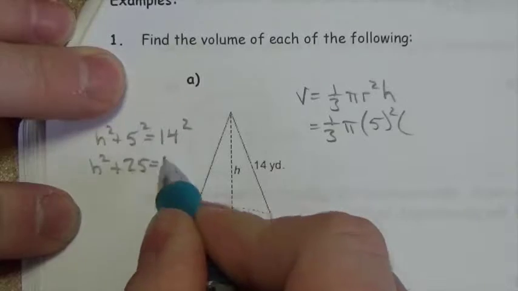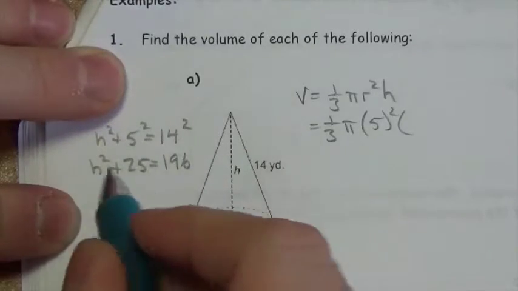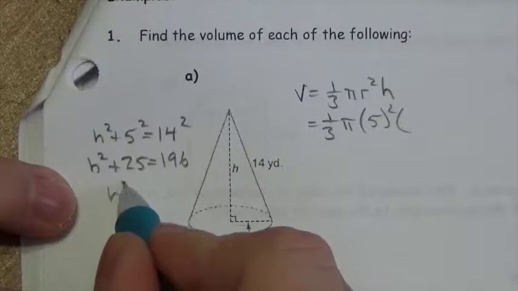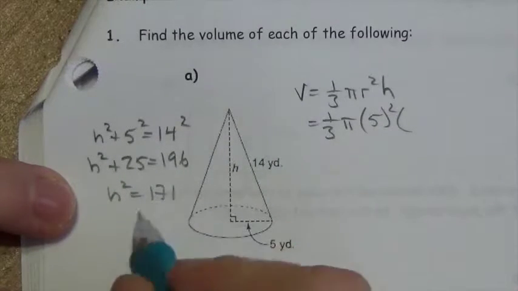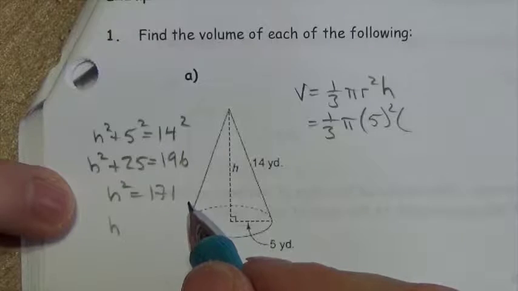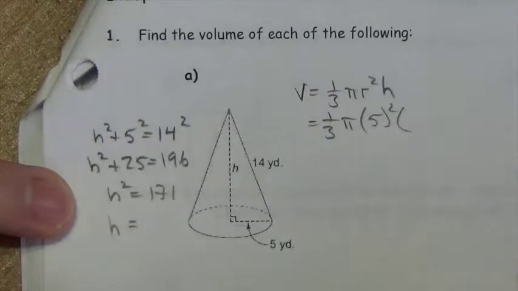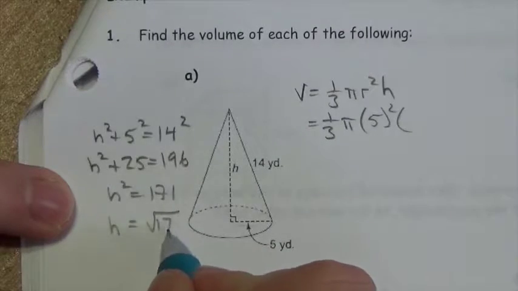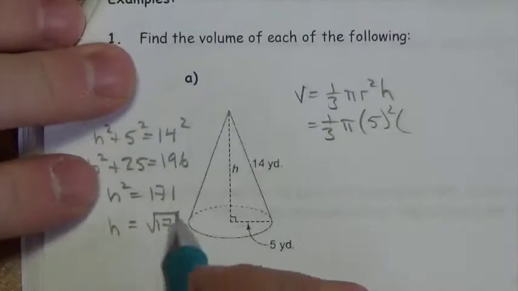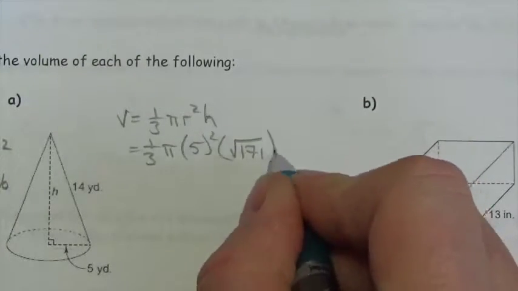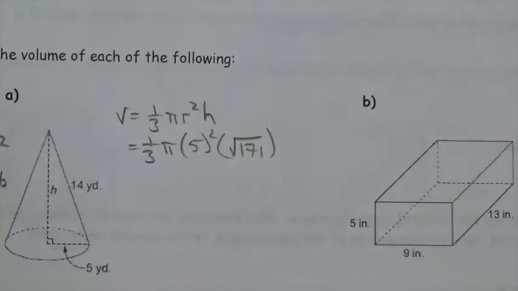5 squared is 25, and 14 squared is 196. So I'll just bring that 25 over to the right-hand side, and so h squared will equal 171. This is kind of a gross little number there, but that's okay. I will take the square root of that. That should produce a positive and a negative, but I'm only going to take the positive one because that's the only one that makes sense. So the height here is root 171. I'll put that over here, root 171, and then we'll just go to my calculator.